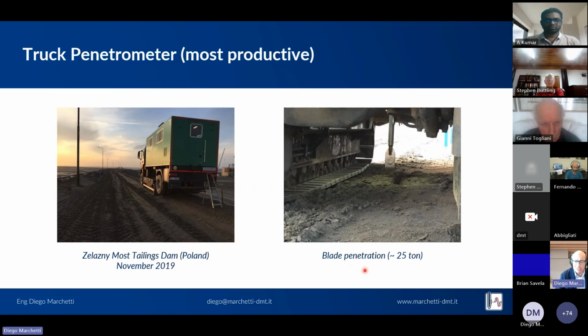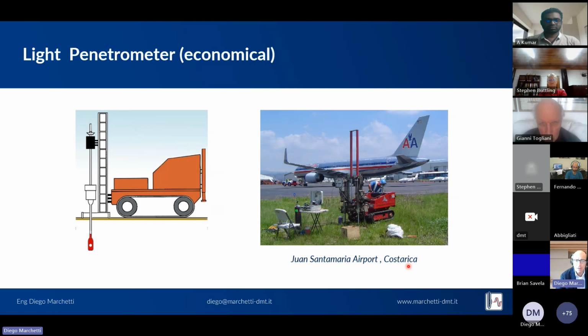The most efficient and productive way of performing a test is to use a heavy truck penetrometer, which is able to advance the blade into the soil without lateral instability up to 20 or even 25 tons of push. Other effective methods are light penetrometers, like this light penetrometer you see in the picture, which is able to push even 15 or 20 tons, but its weight is much lower than a truck, so if it pushes more than its weight, it will lift.